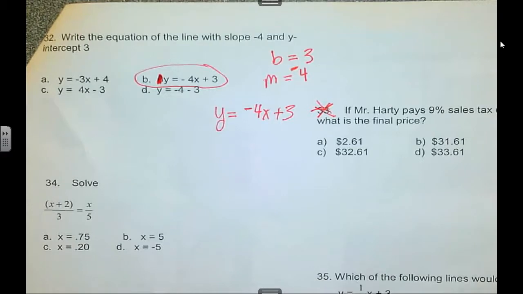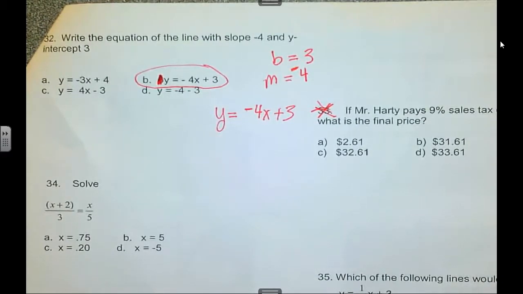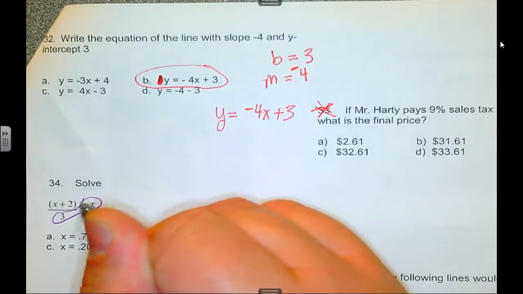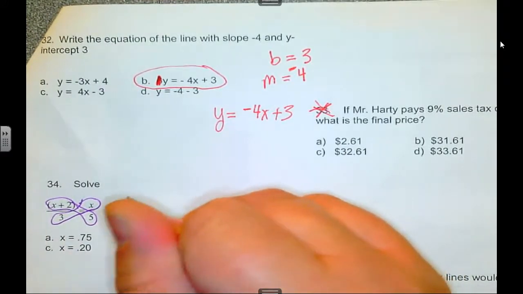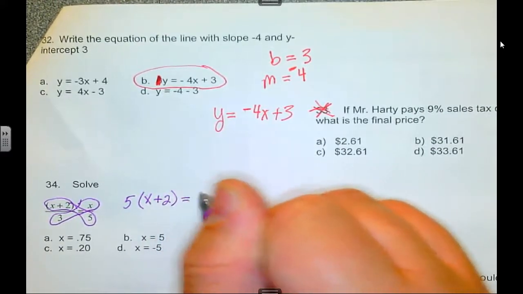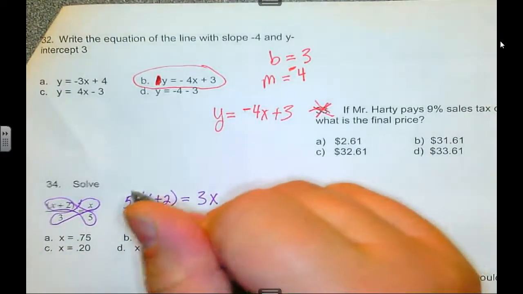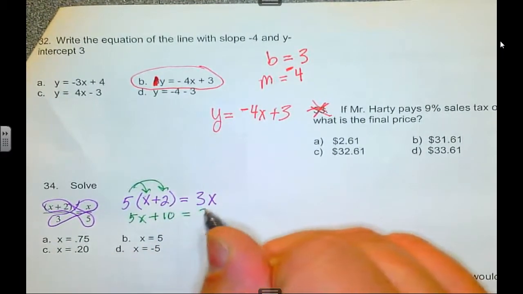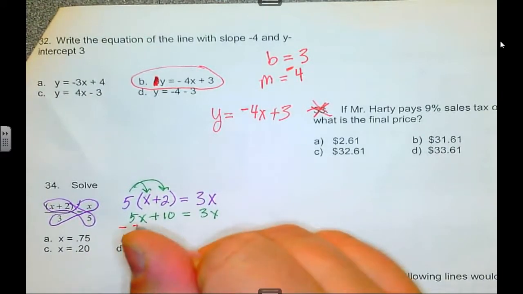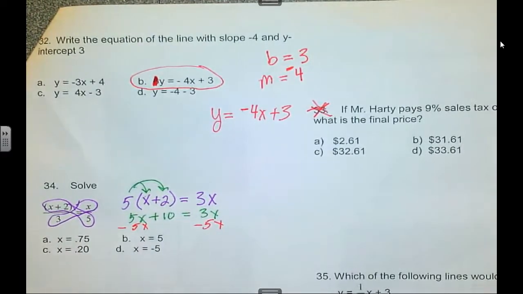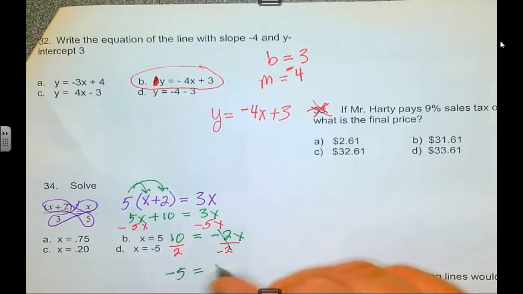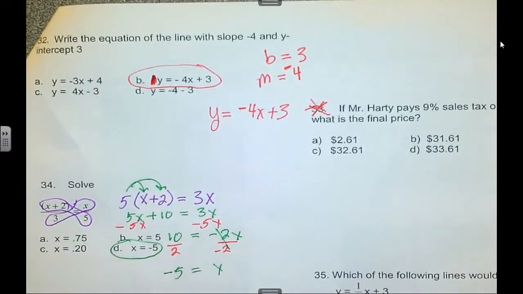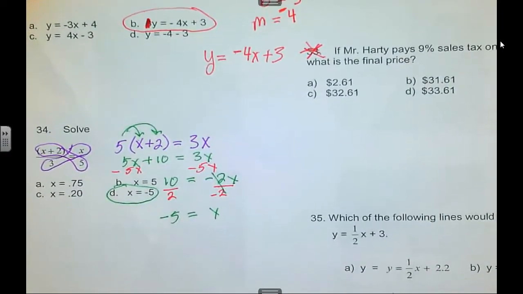34. I have a ratio equals a ratio, so I have a proportion. How do I solve it? Cross multiply. 5 times the quantity x plus 2 equals 3 times x. Distribute and solve for x. 5x plus 10 equals 3x. Going to subtract 5x from both sides. So I get 10 equals negative 2x. Divide by negative 2. I get negative 5 equals x. D. The answer is D.